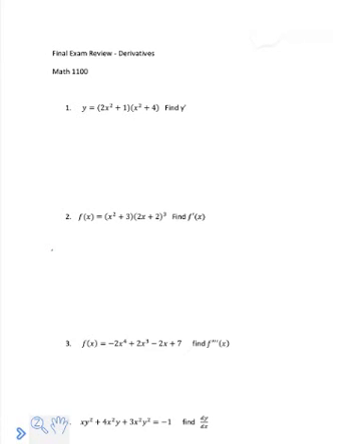Okay, Math 1100, final exam review for derivatives. In question 1 here, we have the product of two expressions. We could think about each expression as different functions. It's the product of two functions, f and g. The product rule is f prime g plus g prime f.